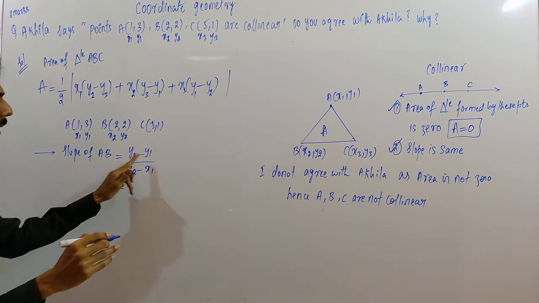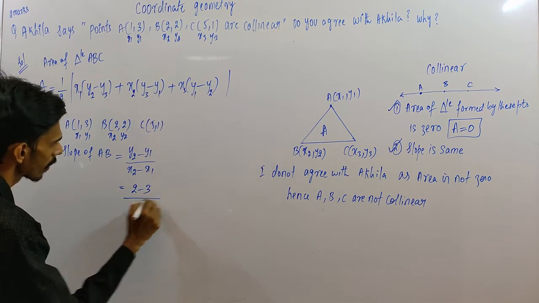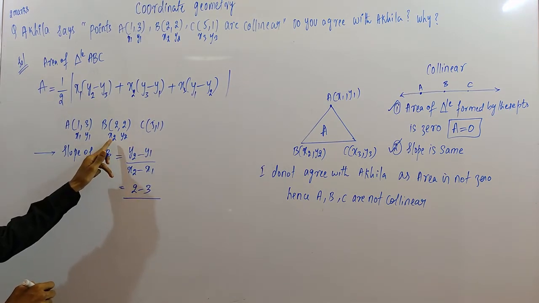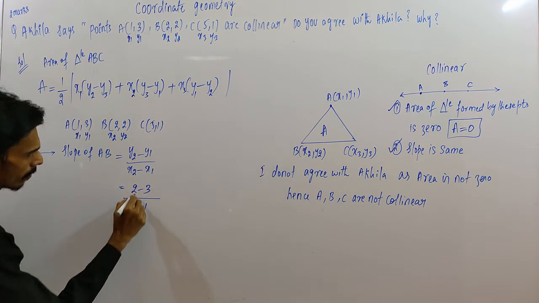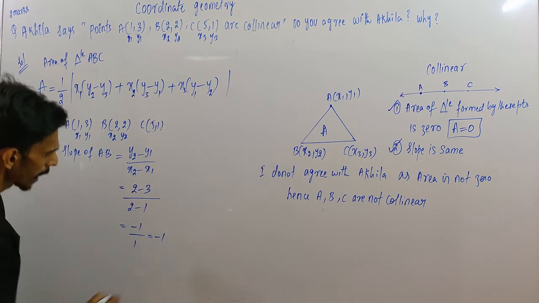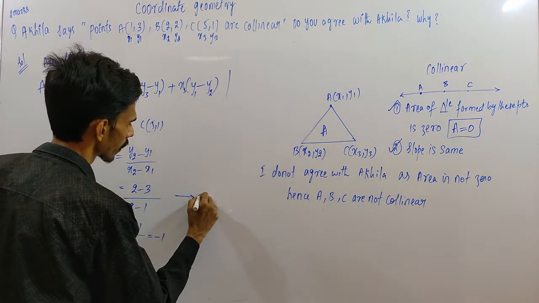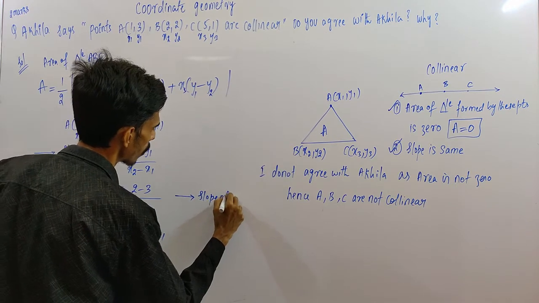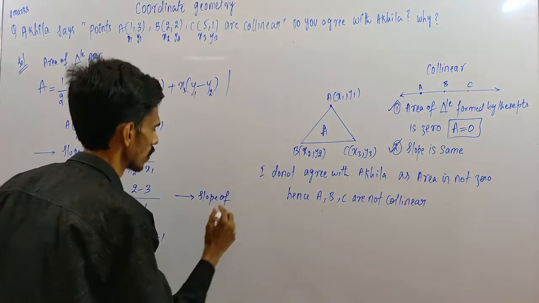So we have y2 minus y1, 2 minus 3, the difference in y coordinate, divided by the difference in x coordinate, 2 minus 1. We have 2 minus 3, which is minus 1, divided by 1. We will get minus 1 as the slope of AB. Now take the slope of BC.